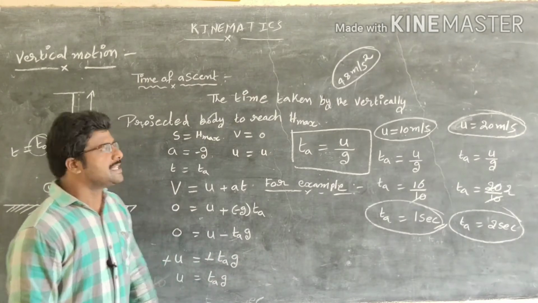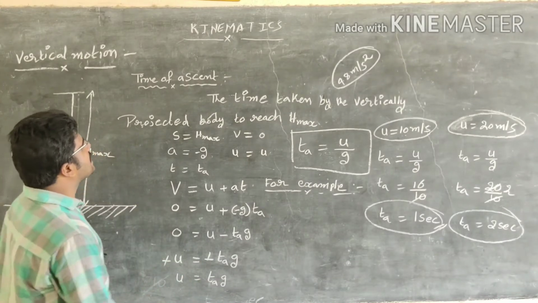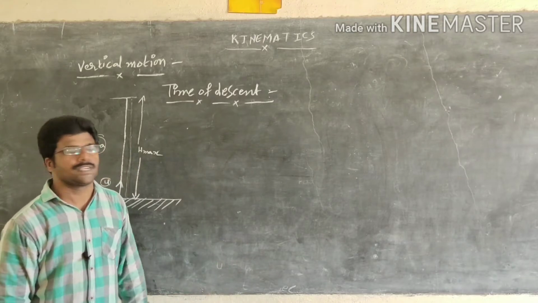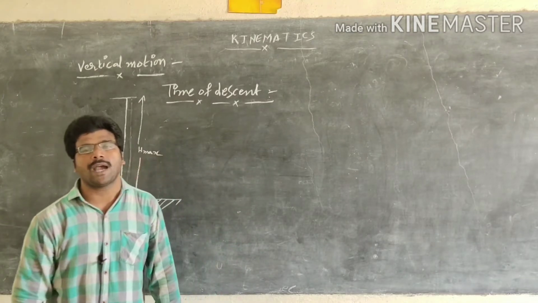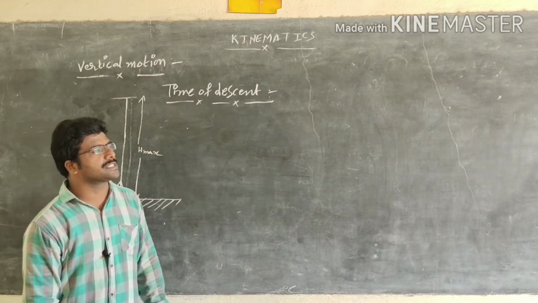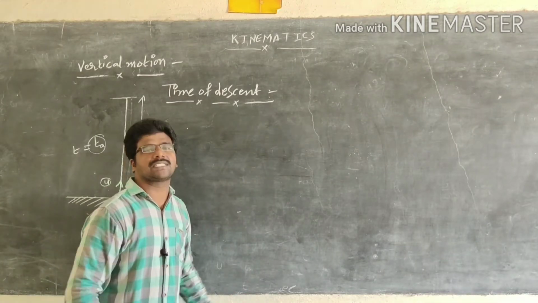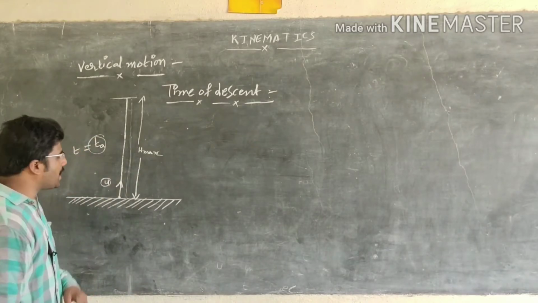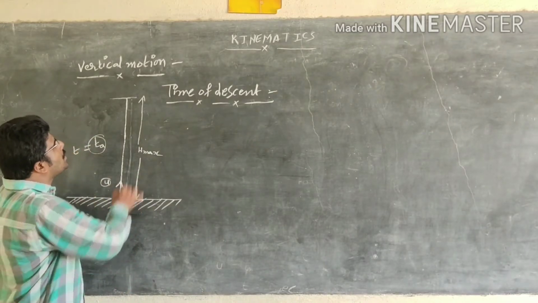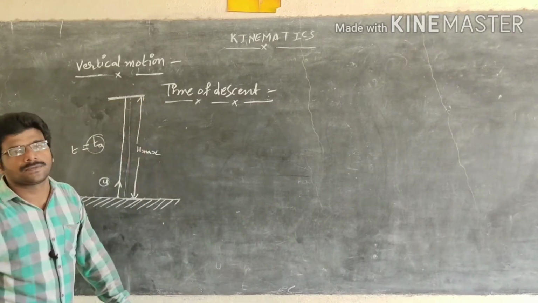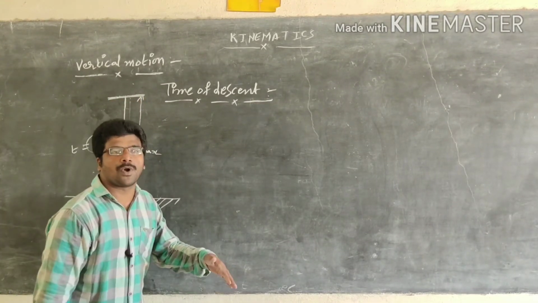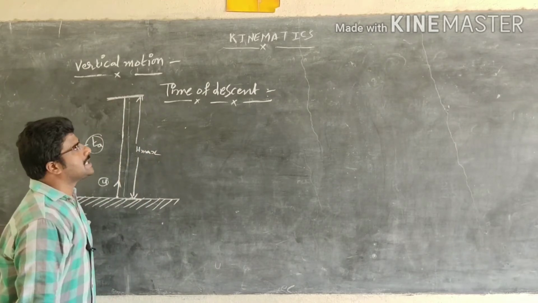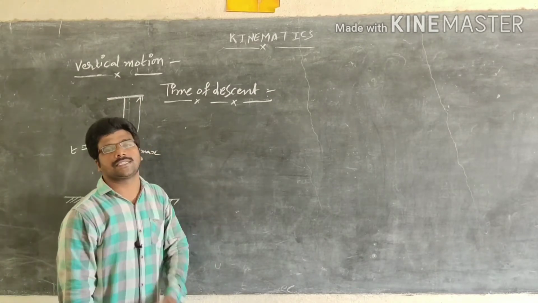In the same way, there is one more definition, that is time of descent. In the previous section, we discussed time of ascent. Now we are going to discuss time of descent. What is time of descent? Simply, the time taken by the body to reach the ground from maximum height. That is known as time of descent.